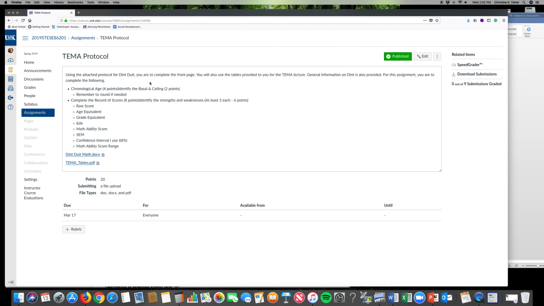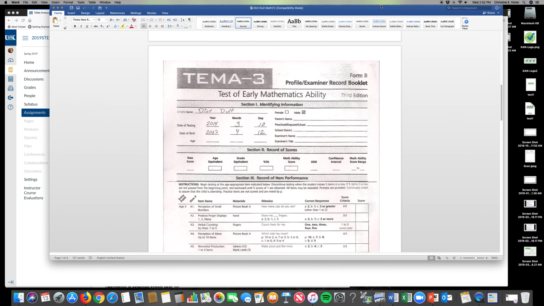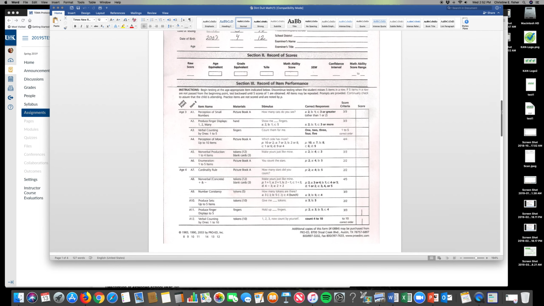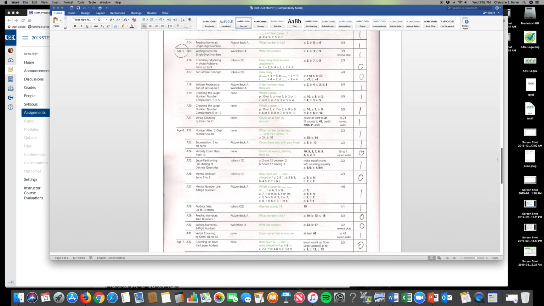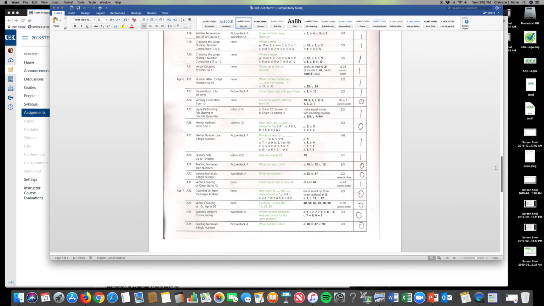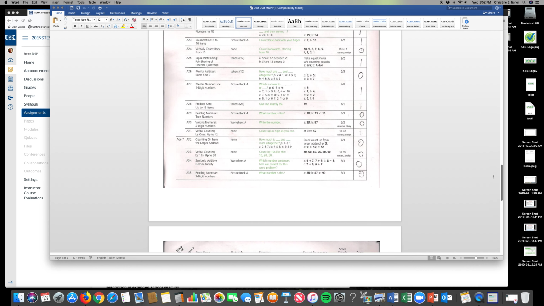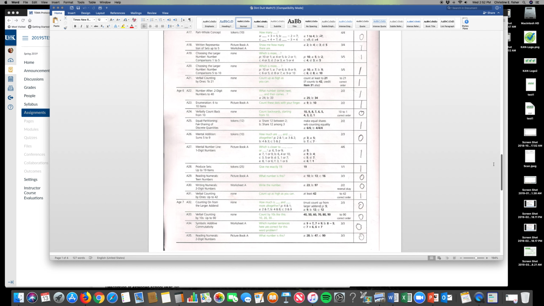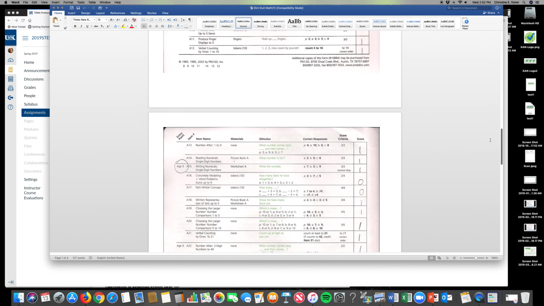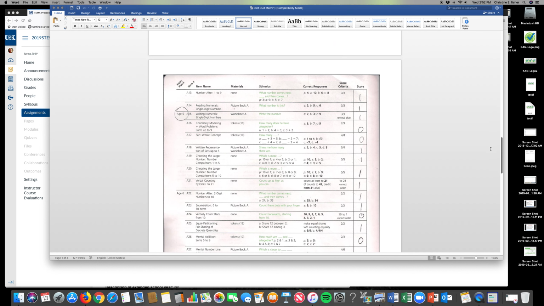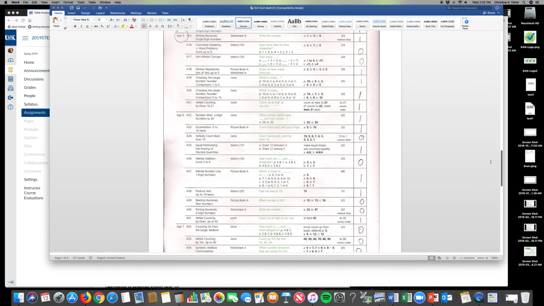All right. Then you have to figure basal and ceiling. So if you look at the protocol, remember, basal is 5 correct, closest to the ceiling. I will give you a hint. There is more than one basal here. So you want to go with the one that is closest to the ceiling.